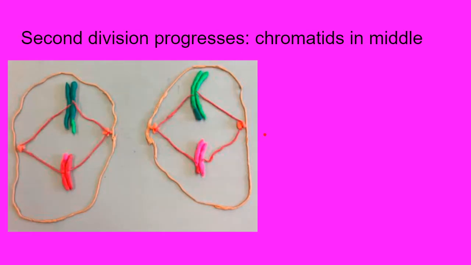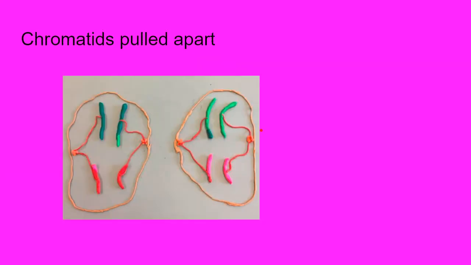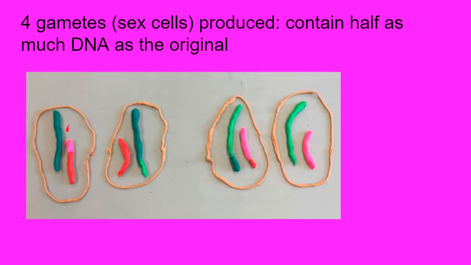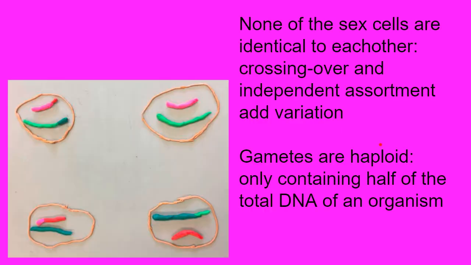So as we start into our second division, again, we have metaphase where things are meeting in the middle, we're pulling them apart, we're getting our second division to occur, and we ultimately end up with four gametes or sex cells. They are haploid, they contain half as much DNA as the original, and none of these are identical to the original parent cell, and none are identical to each other, right?